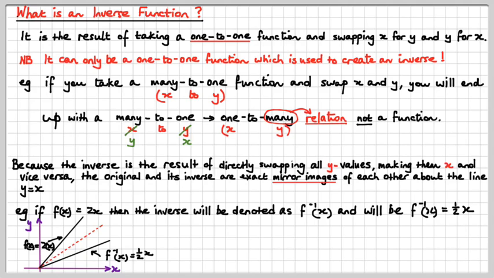Now there's a graph of that. You can see that we've got, what have we got here? We've got the original, f of x equals 2x. We've got the inverse, f minus 1 of x is a half x, and we've got the line y equals x about which they reflect.